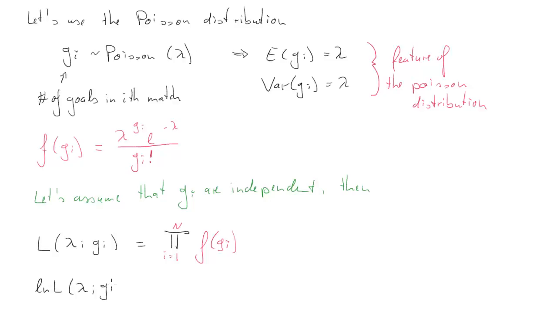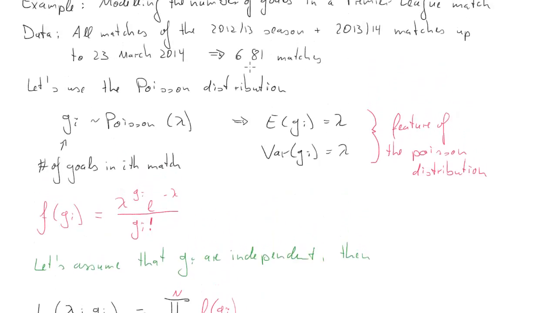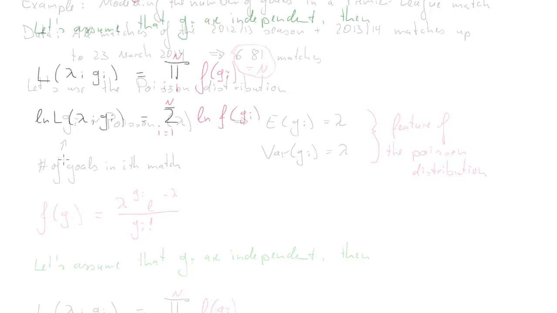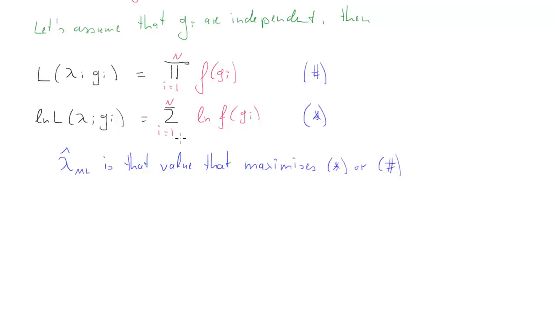But now let's take the log of this. The log likelihood function will turn this product into a sum, and we just like working with sums much better than with products. The n we use here is the number of observations, and that's of course 681, as we have data for 681 matches. So what does maximum likelihood estimation do? It finds that lambda that maximizes the value of either of these two likelihood functions. Since the log function is a monotone function, either will do.